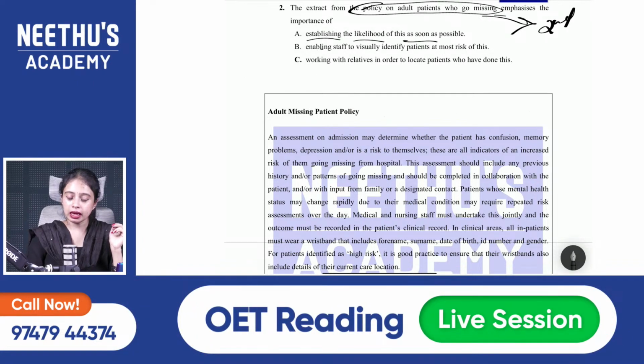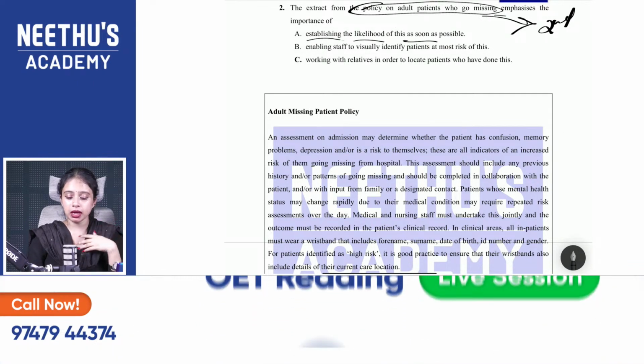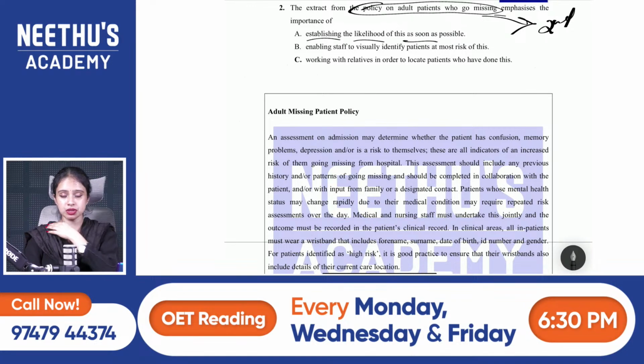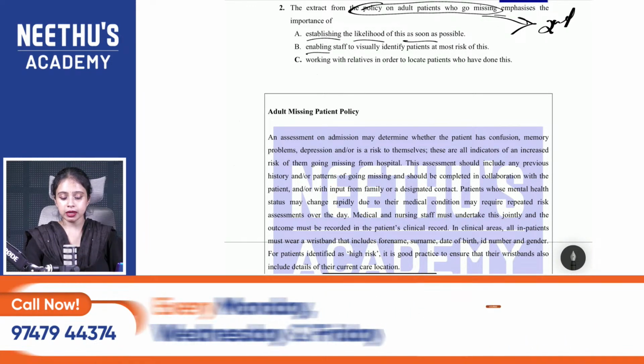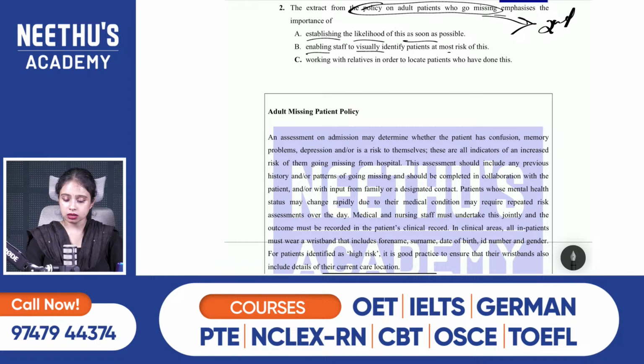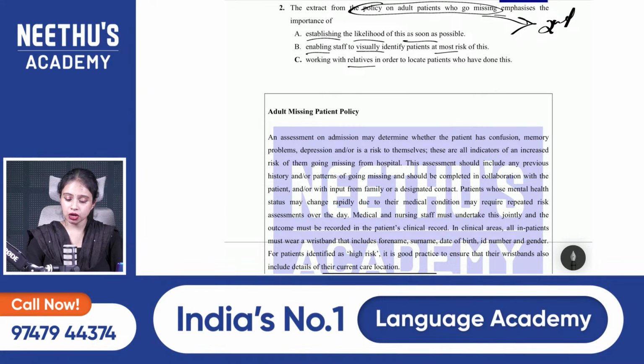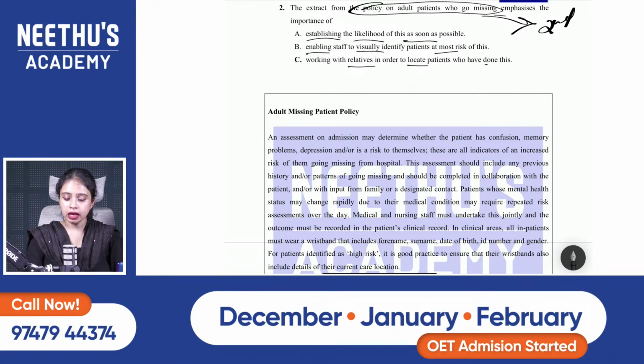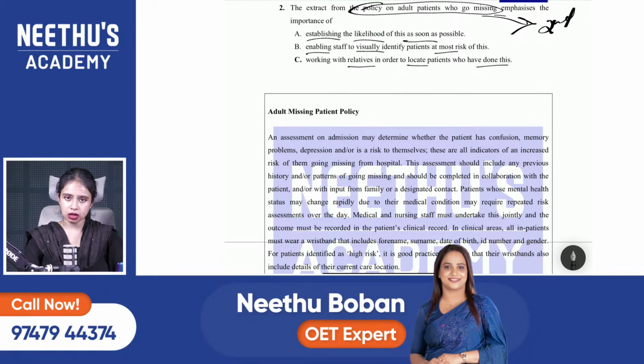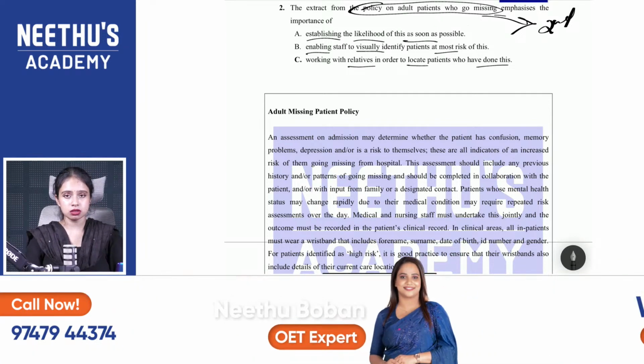And option B, enabling staff to visually identify patients at most risk of this. So, keywords enabling, visually, and most risk. Option C, working with relatives in order to locate patients who have done this. So, relatives, locate, and done this. Okay, done. So, these are the keywords from these 3 options.